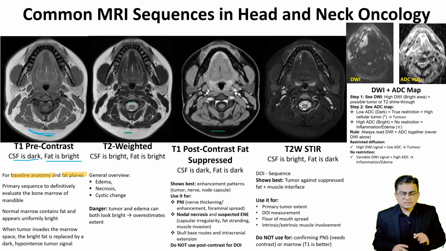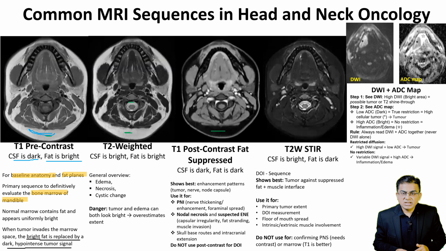You use this sequence for one primary reason: to evaluate bone marrow of the mandible and maxilla. Normal bone marrow is filled with fat, so it naturally appears bright on T1 pre-contrast. When an oral cavity tumor invades bone marrow inside the bone, that bright fat is replaced by a dark hypointense tumor signal. It thus upstages your patient to T4A.